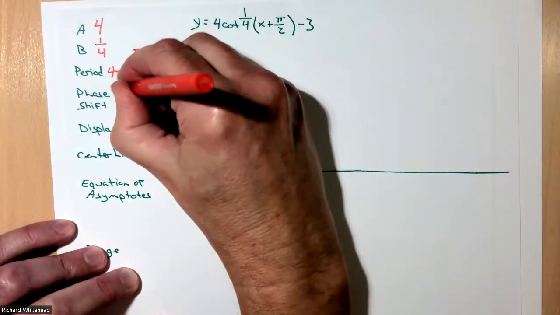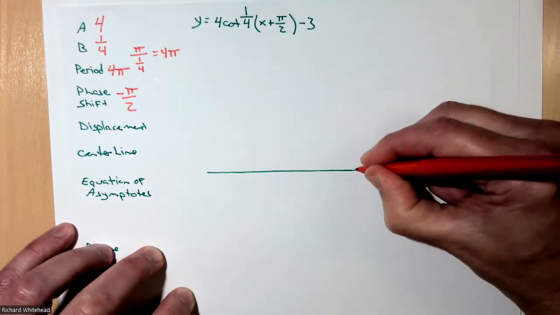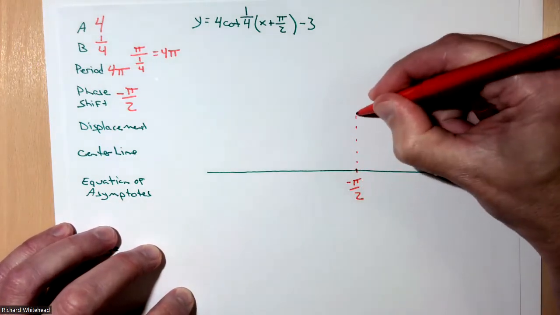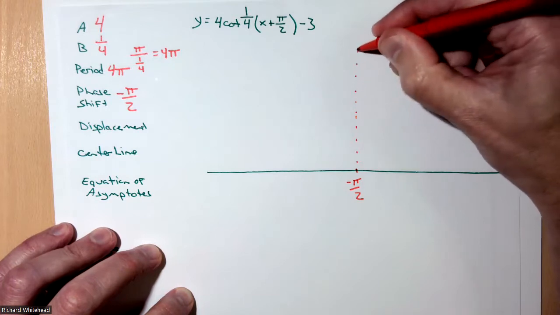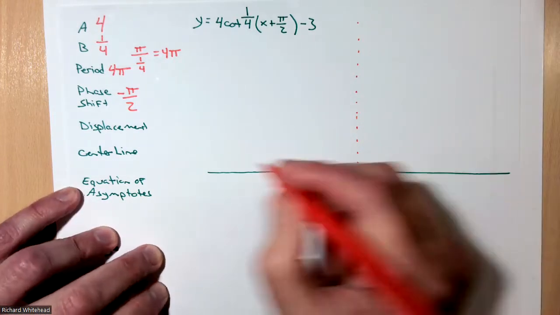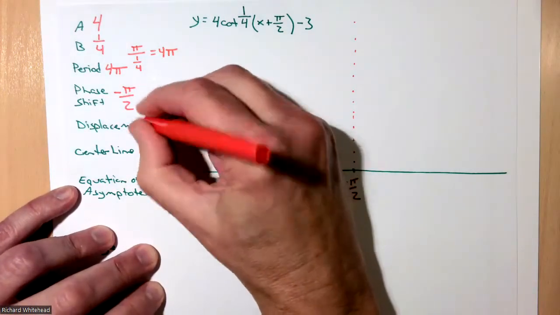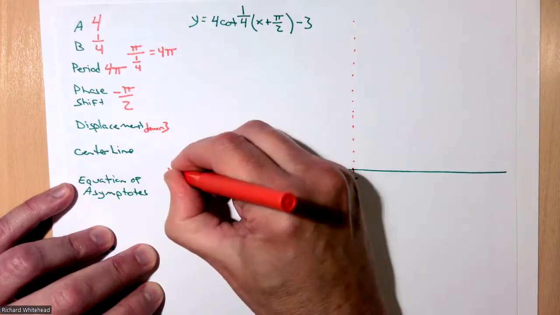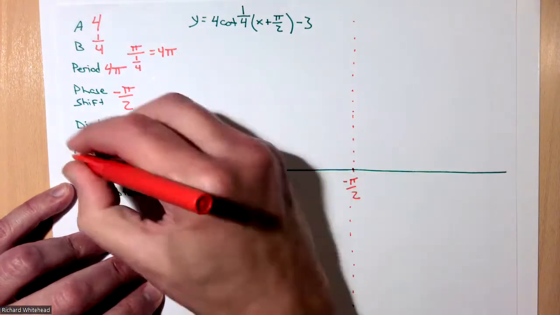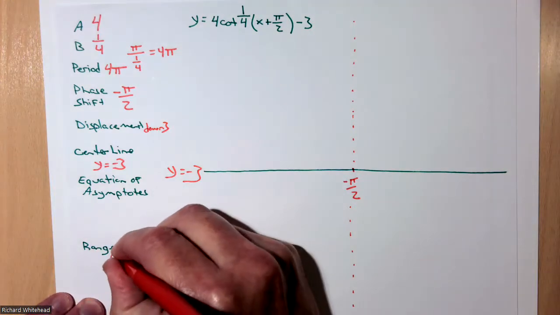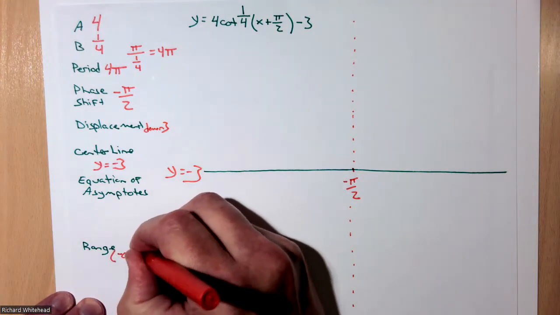The phase shift is negative pi over 2. So I immediately go over here and do negative pi over 2 as my new center. So that phase shift gives the new center. I'll put that in there. The displacement, you could say down 3, or you could just say negative 3. So the center line is now negative 3. We'll get to this, and we know the range is going to be negative infinity to infinity.